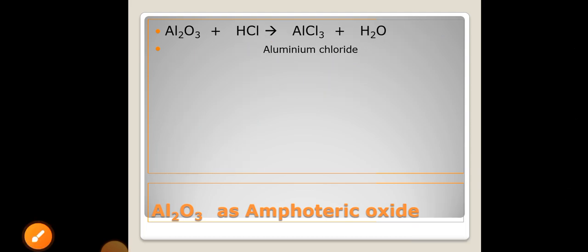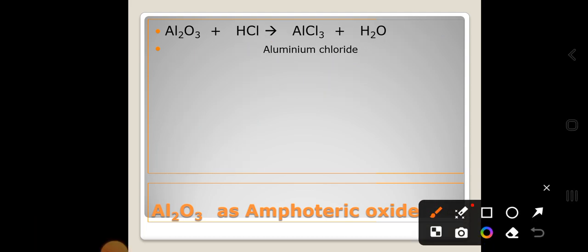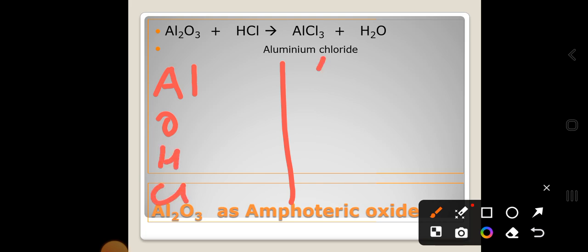Now let us quickly revise balancing of chemical equations. On the left hand side, that is the reactant side, I have aluminium oxide and HCl, and on the right hand side I have aluminium chloride and water. Aluminium chloride is a salt. Now let us write down the elements: aluminium, oxygen, hydrogen and chlorine. Similarly we have aluminium, oxygen, hydrogen and chlorine on the product side.